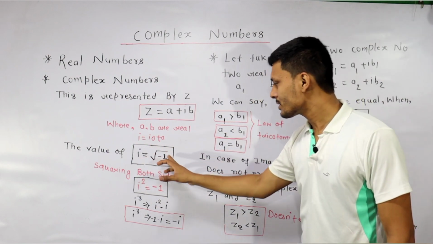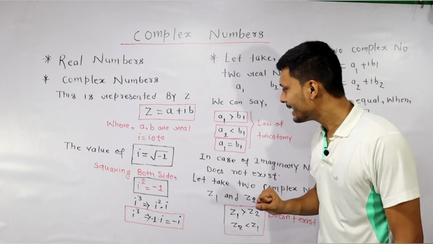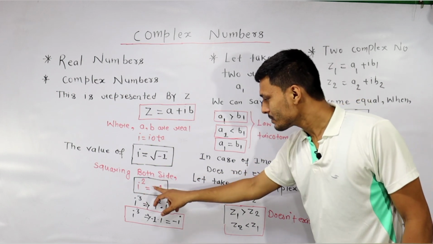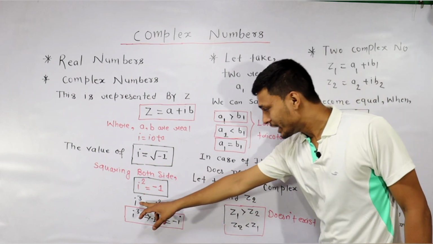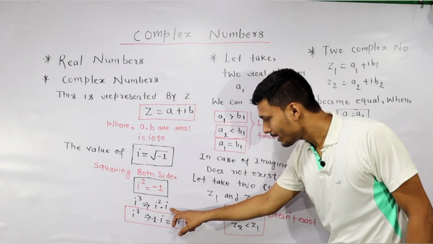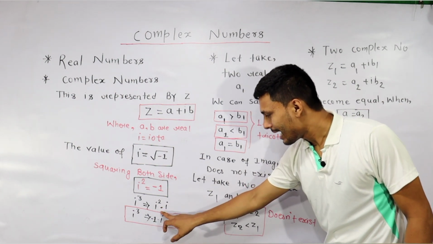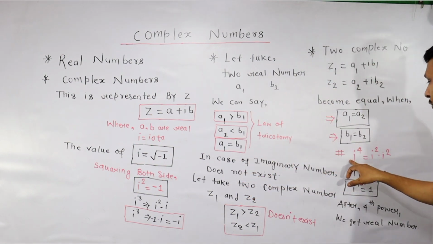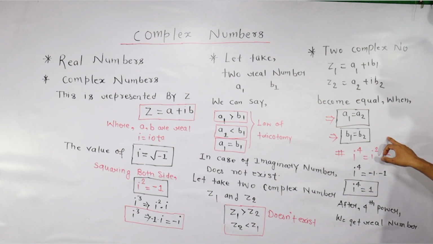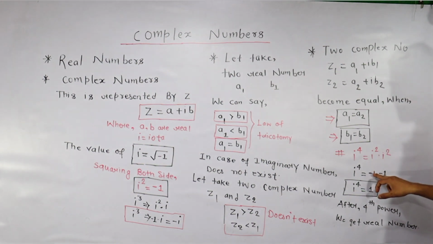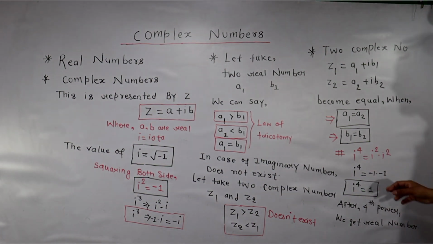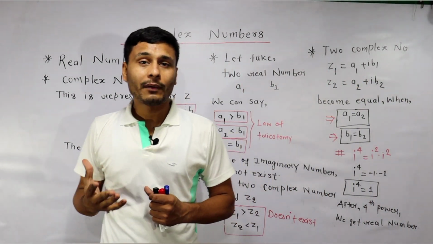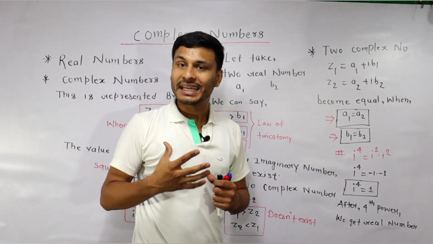Thereafter, when we square both sides, we get I square. The value of I square is -1. Thereafter, I cube means I square into I. The value of I square is -1, into I, that means -I. And thereafter, I to the power 4 means I square into I square. The value of I square is -1, so -1 into -1 gives +1. That means after the fourth power of the imaginary number, we get a real number.